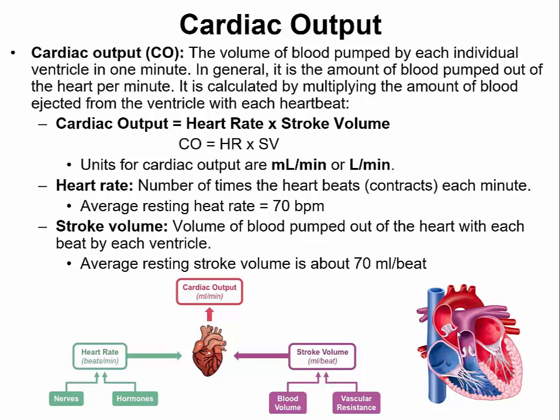So the formula for cardiac output is heart rate times stroke volume. The units are either milliliters per minute or liters per minute. Heart rate is the number of times the heart beats or contracts each minute. The average resting heart rate is around 70 beats per minute. Stroke volume is the volume of blood pumped out of the heart with each beat by each ventricle, and the average stroke volume is around 70 milliliters per beat.